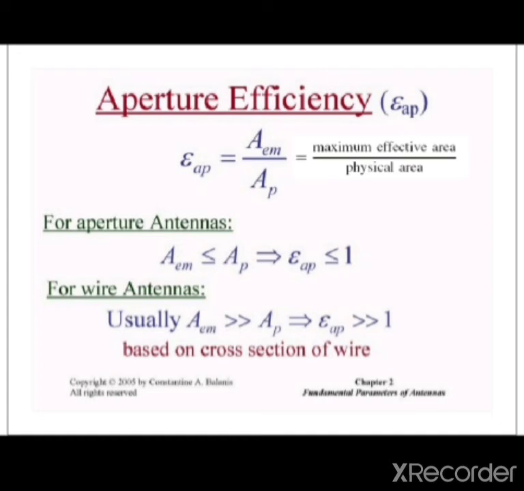For an aperture antenna, AEM is always less than or equal to AP, and the aperture efficiency is always less than or equal to 1. If the aperture efficiency is equal to 1, then the physical aperture is equal to the effective aperture. For a wire antenna, the effective aperture is always greater than the physical aperture. It is possible for epsilon AP to be much greater than 1, based on the cross section of a wire.